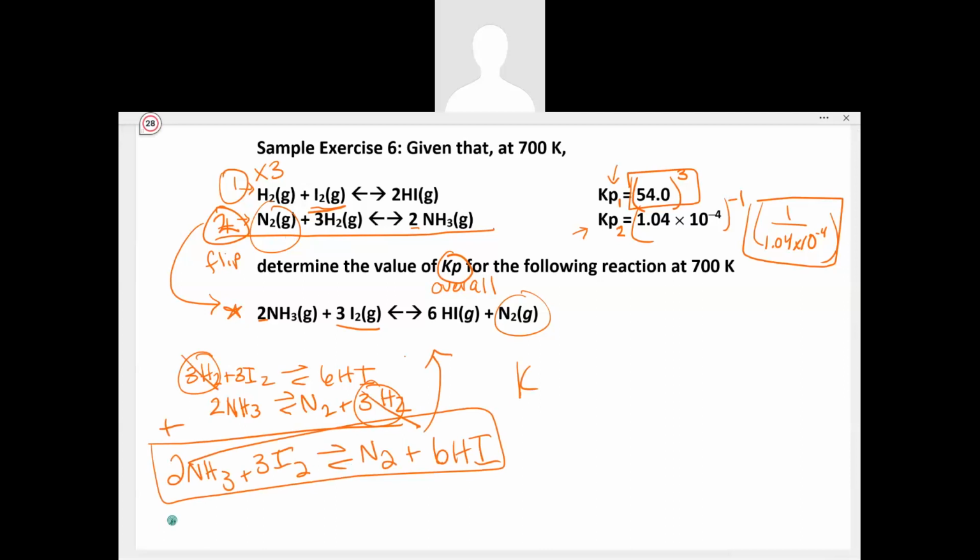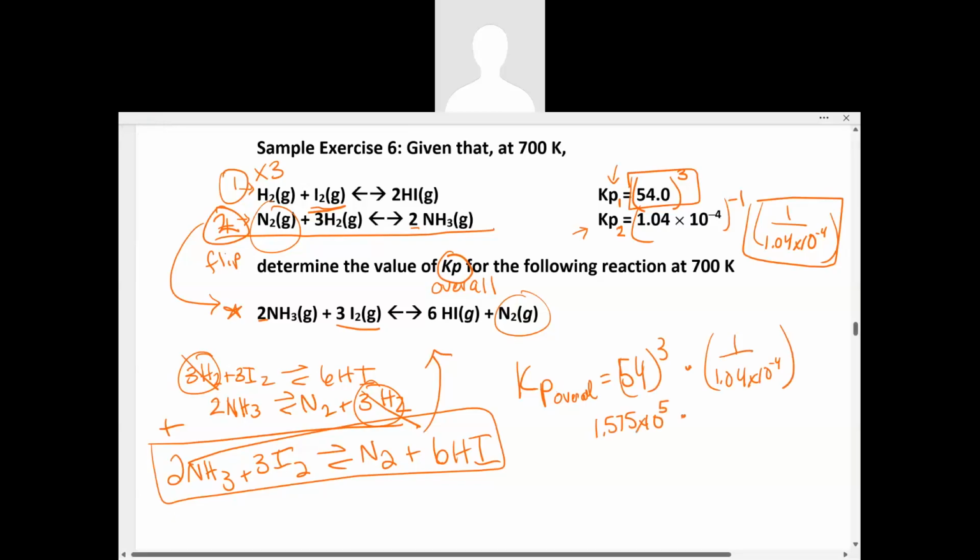So when we go to solve for our Kp overall, we're just going to multiply 54 to the 3rd power times 1 over 1.04 times 10 to the -4th power. We'll get some values here, about 1.575 times 10 to the 5th times 9.615 times 10 to the 3rd. When we combine these, our final answer, this time to 3 sig figs, will be about 1.51 times 10 to the 9th power.